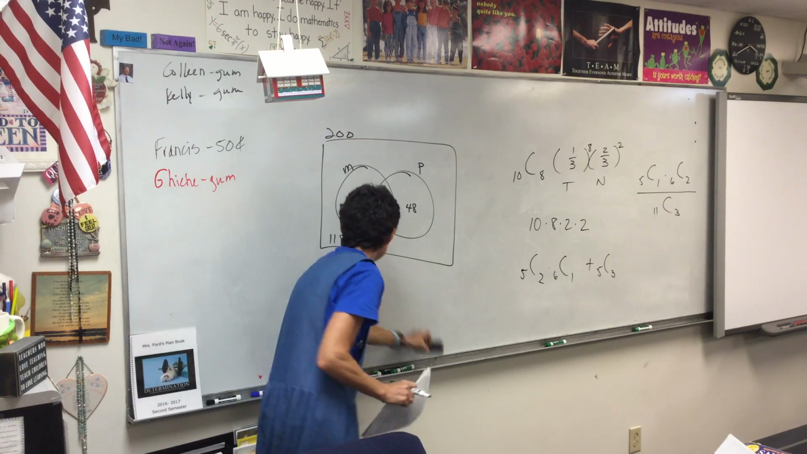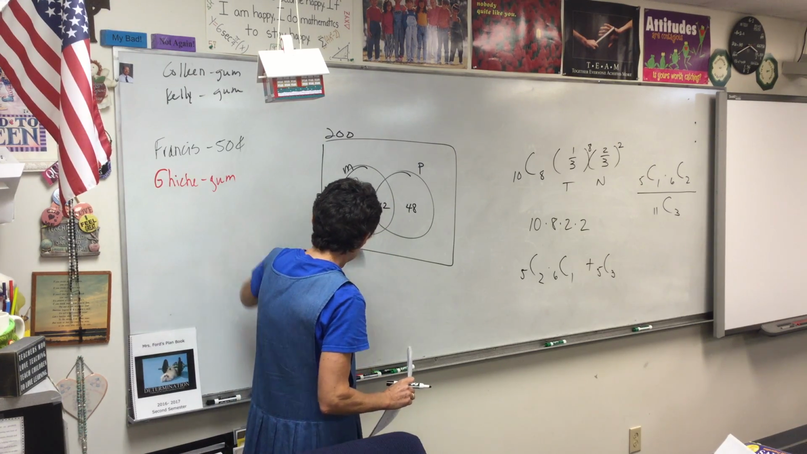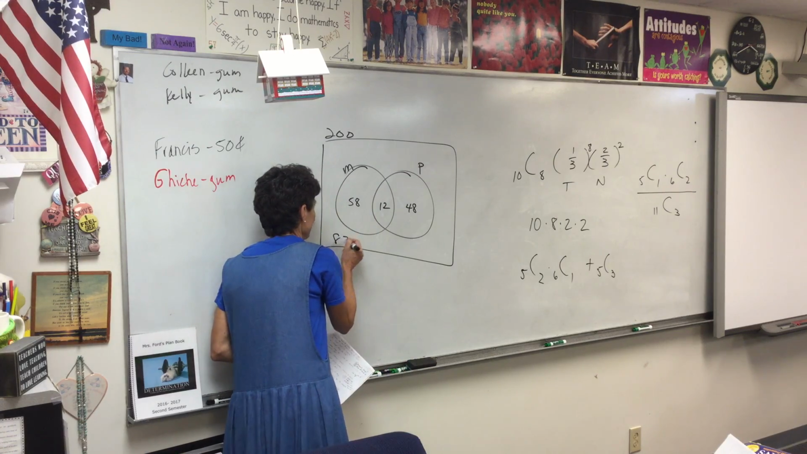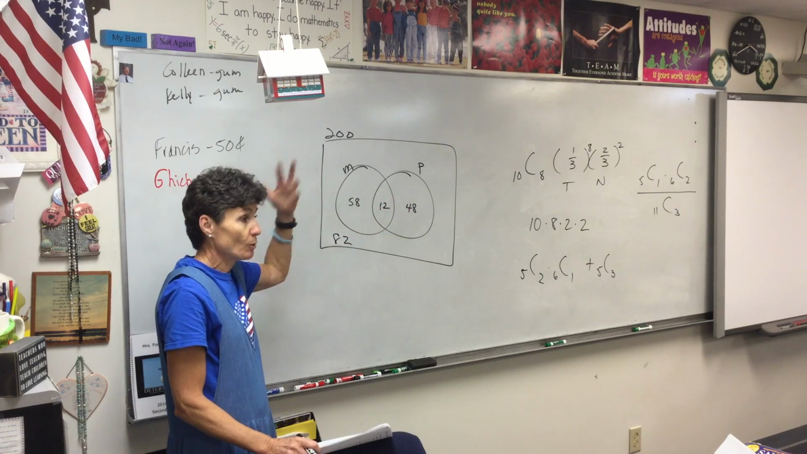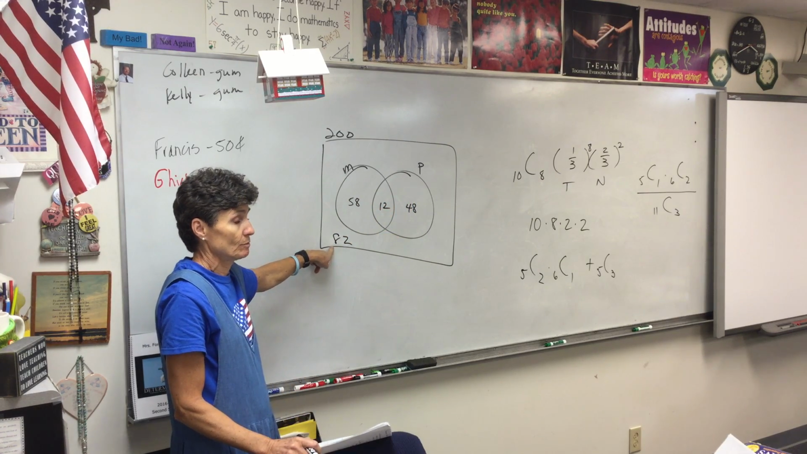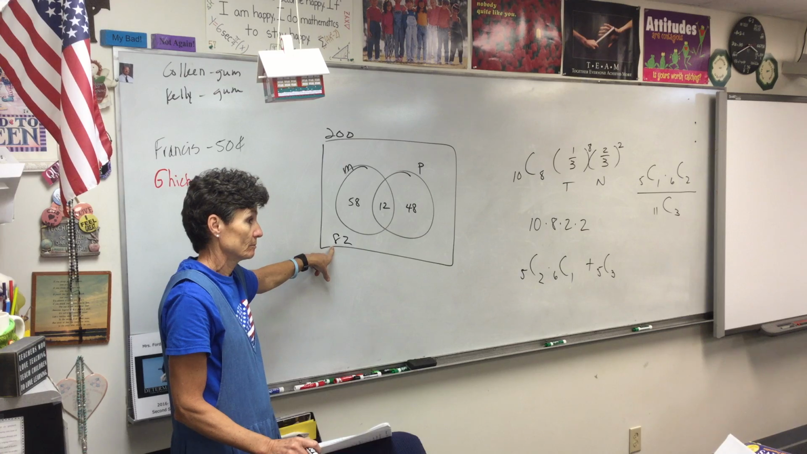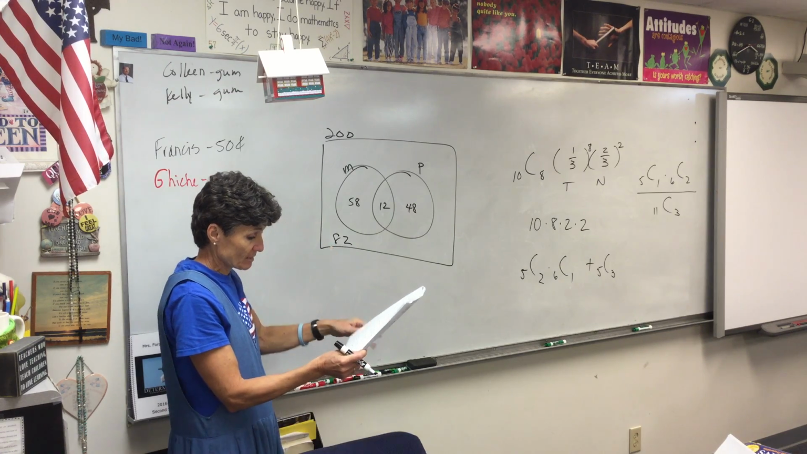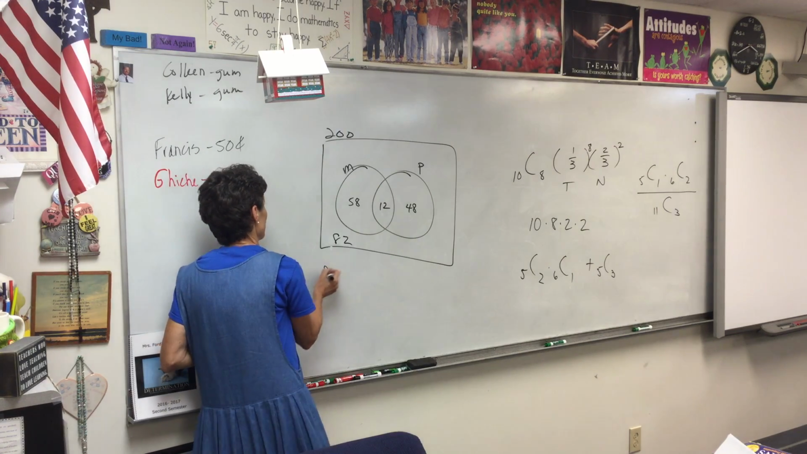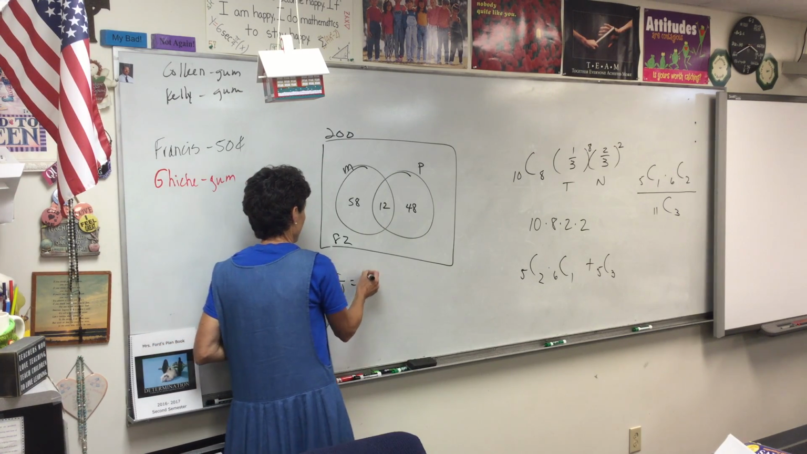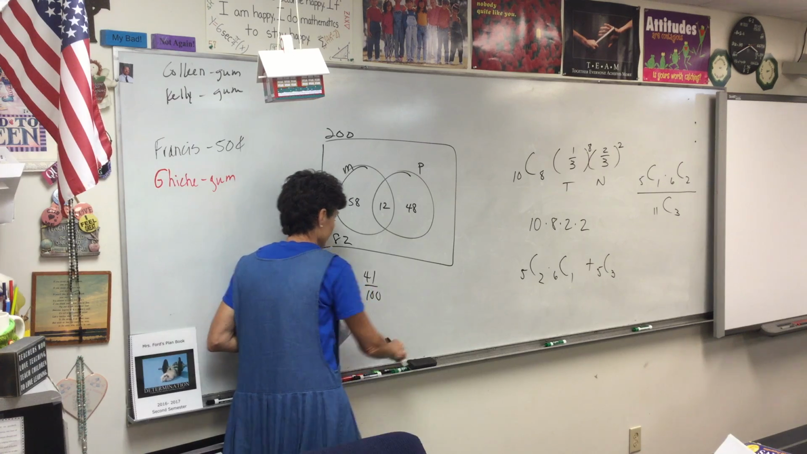Oh, I don't want to put 118 there. You want 200. 82 goes here, right? Because 118 is in the circles. There's 200 people altogether. What are these 82? They don't like either. So the question said, what's the probability I'll pick somebody and he won't like either? 82 over 200, or 41 over 100.